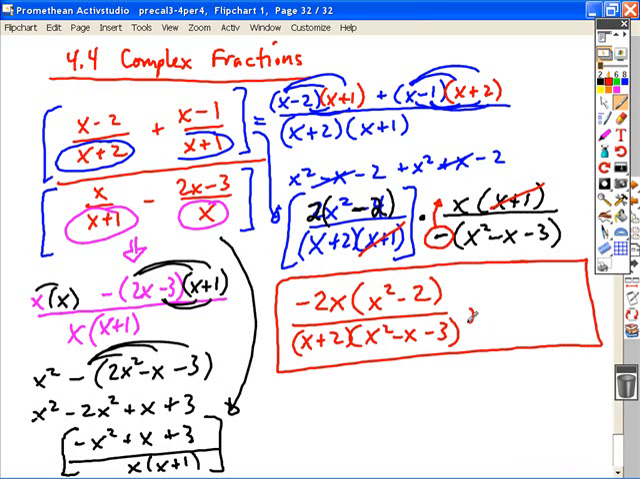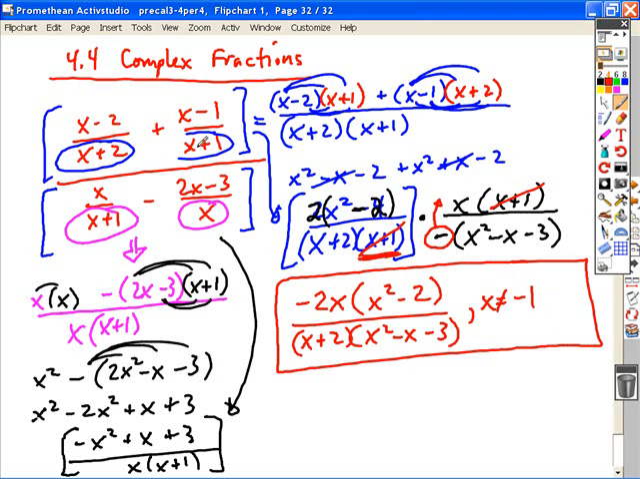Okay, now, did we cancel any factors from the denominator? Here's a factor from the denominator that got canceled, so we have to exclude that value of x. What do we know x cannot be based on this canceled factor? Can't be a negative 1. Is there anything else that we need to take into consideration?